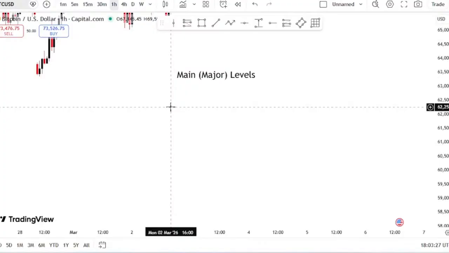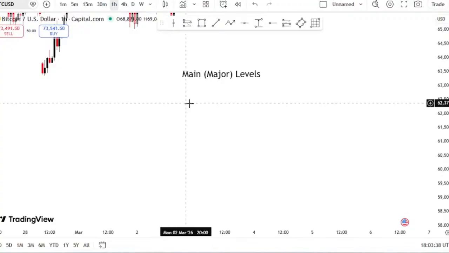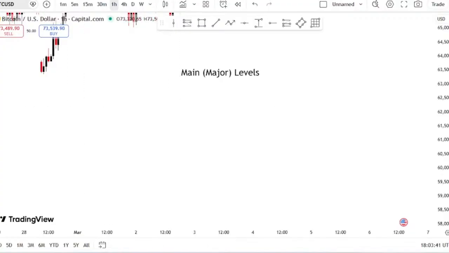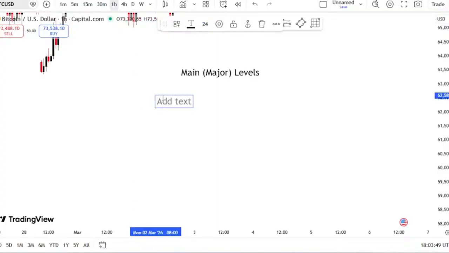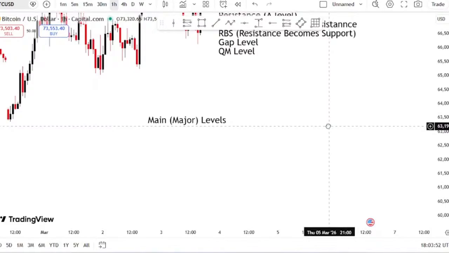Before you take any trade, if you are trading using the Malaysian SNR way, then you must understand these key levels and how they are formed in the market. Now, the first on the list is our support level. Okay, let's look at them in this order.